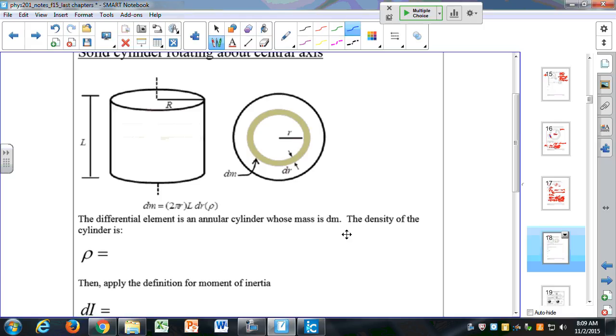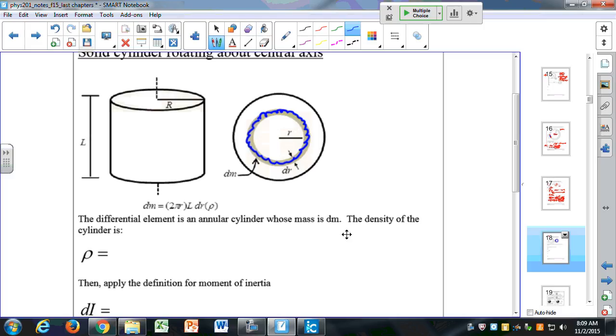In this case, you want to think about what your differential element is. We're going to let our differential element be an annular cylinder. You know what an annular cylinder is? An annular cylinder is like the cardboard tube left over when your paper towels are gone. It's a cylinder that's hollow in the middle. You follow me? So we're going to let our differential element be an annular cylinder whose mass is dm. So it's going to be this object right here. If you look from the top of this solid cylinder, that's going to be our differential element.